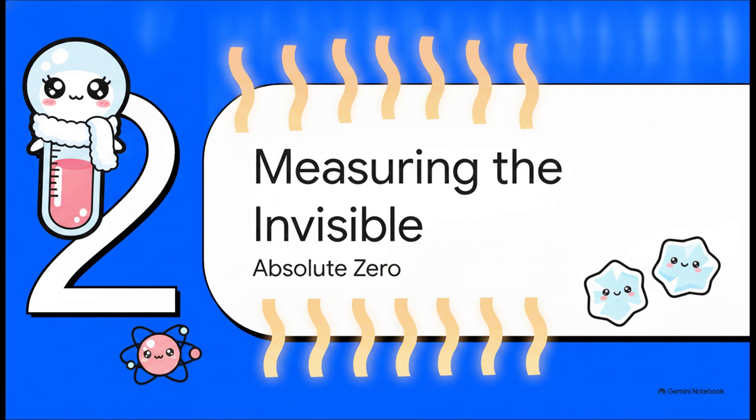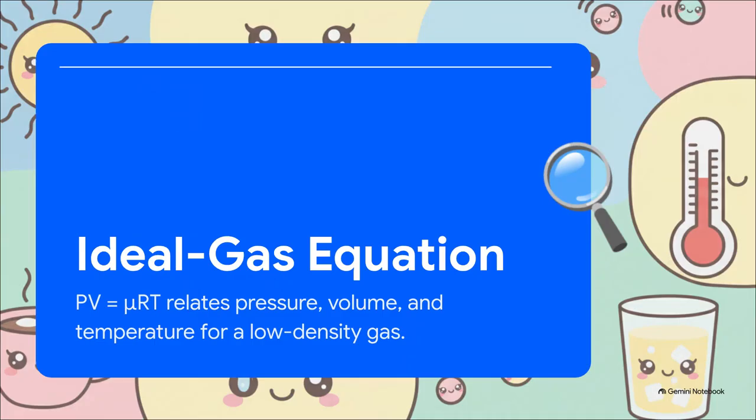Moving on to Section 2. Measuring the invisible, including thermometers and absolute zero. So, now that we actually know what temperature is, how do we accurately measure it when our own sense of touch is, let's be honest, pretty unreliable? Scientists figured out a long time ago that human perception is just way too limited for science.